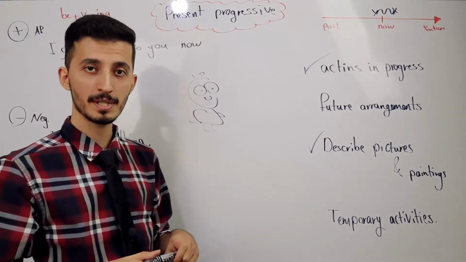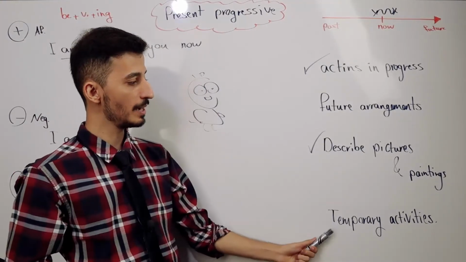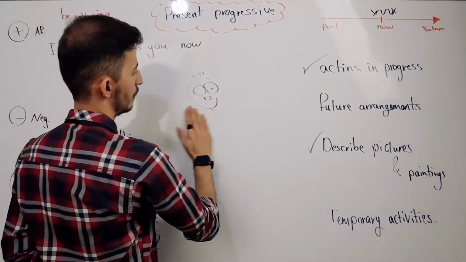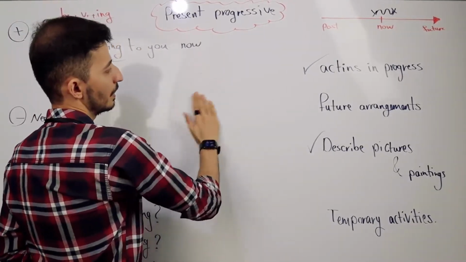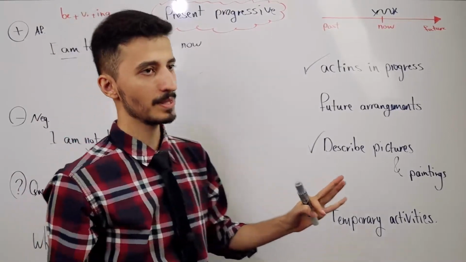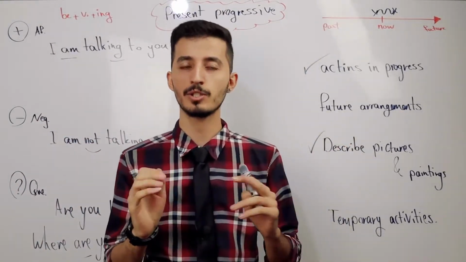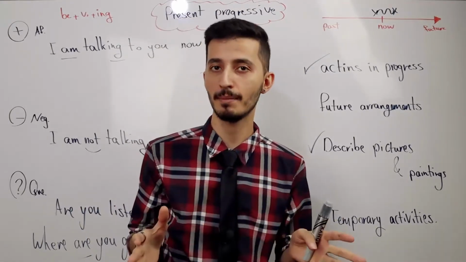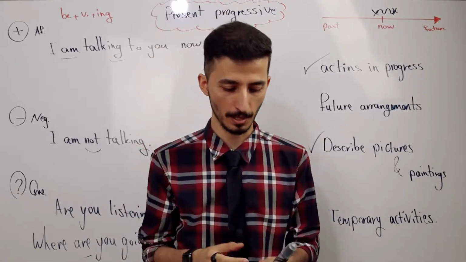What else can we do with present continuous? We can use it for temporary activities. What is the meaning of that? Let me get rid of this chicken first. Temporary activities means activities that do not last forever. They are for a short time. They are not permanent. So what kind of activities am I talking about?